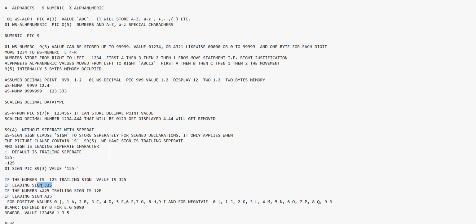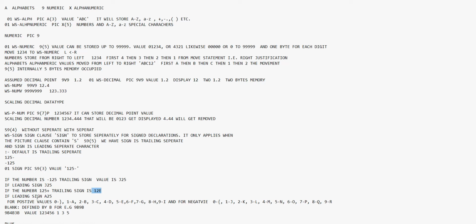If the number is positive, that is plus 125, with trailing sign, trailing means at the end, it will display 12E. How 12E? We again have 0 as a closing brace, 1 as A, 2 as B, 3 as C, and so on. Here our value at the end is 5, so for 5 it displays E, 12E.